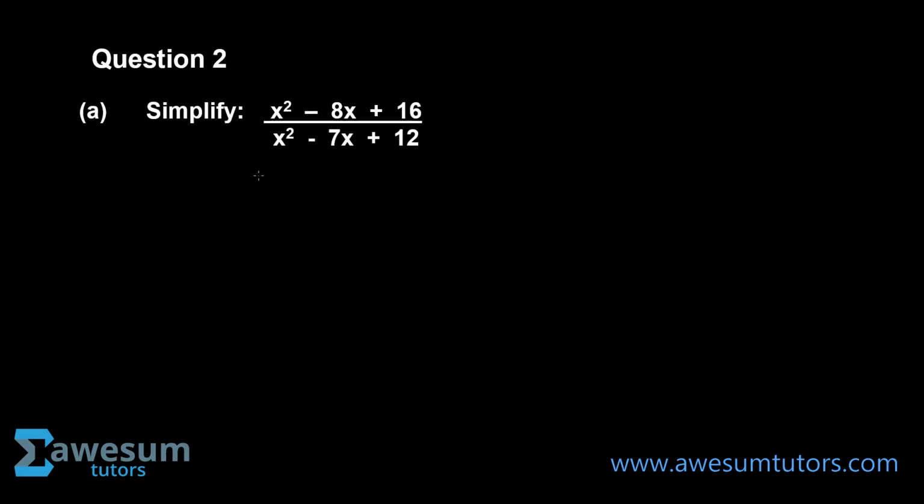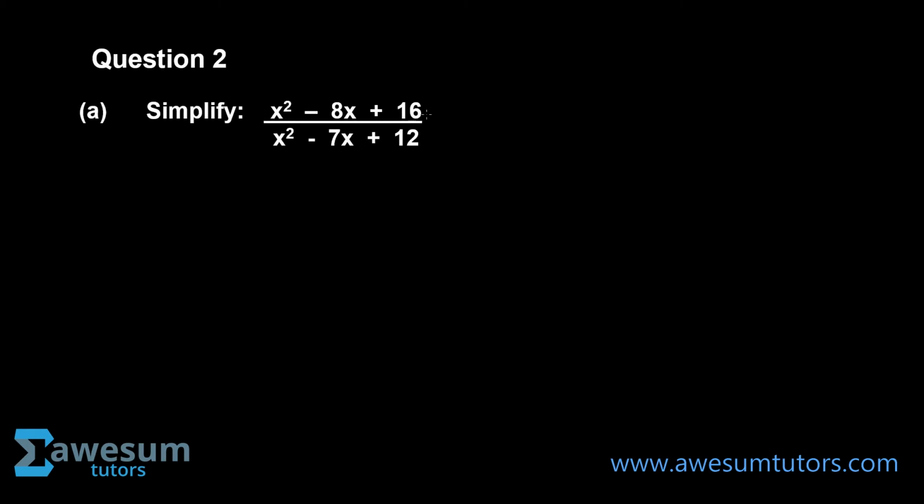Hi everyone. Today we are going to be solving question 2 of the WASSCE 2008 May-June General Mathematics past question. The A part of the question says to simplify x squared minus 8x plus 16 divided by x squared minus 7x plus 12. How do we solve this?